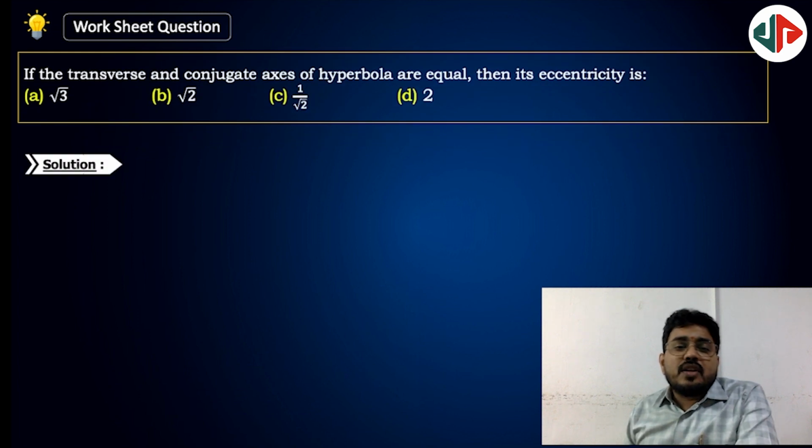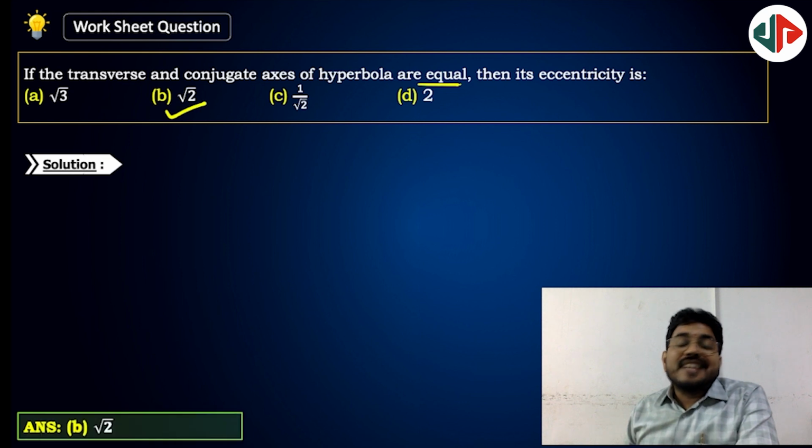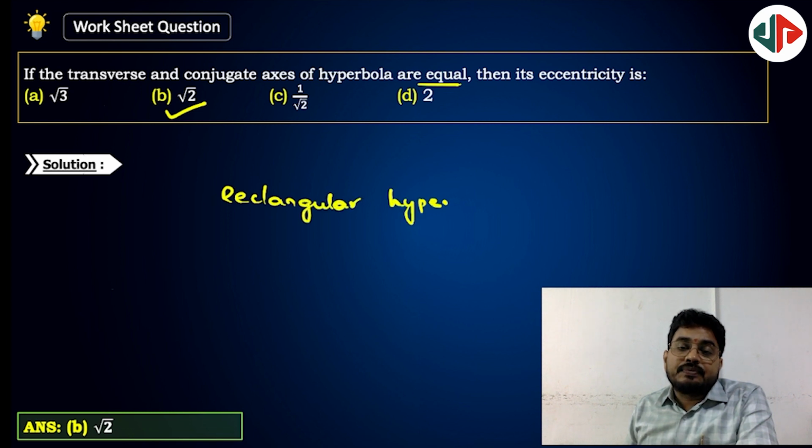If the transverse and conjugate axes are equal, then the eccentricity will be root 2. Such a hyperbola is called a rectangular hyperbola. What do you call it? Rectangular hyperbola. Okay?